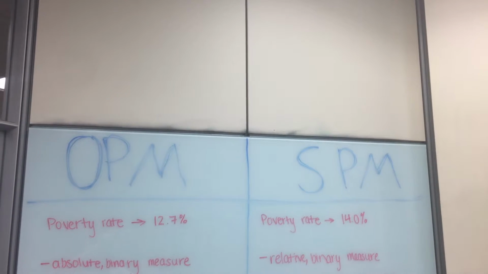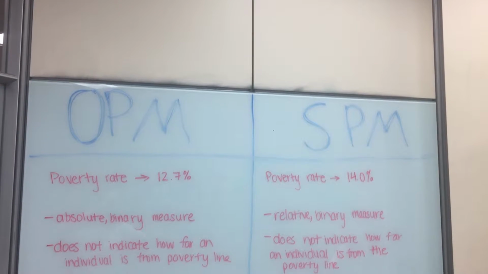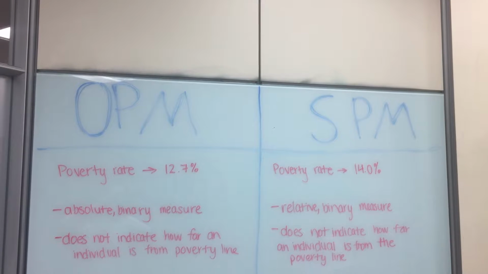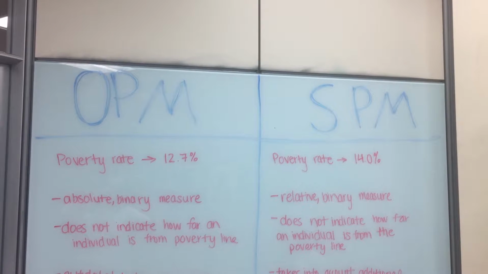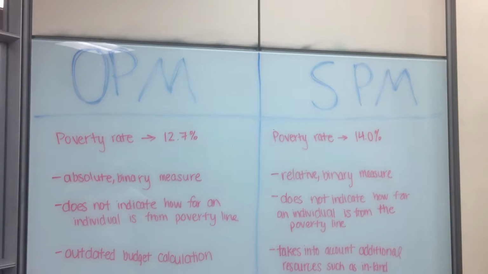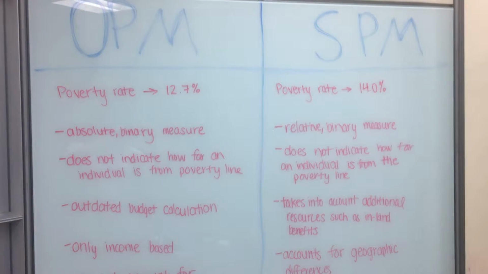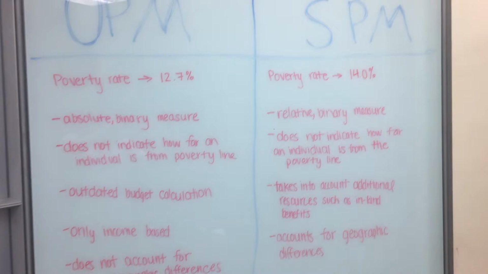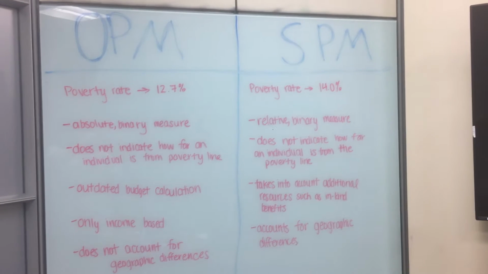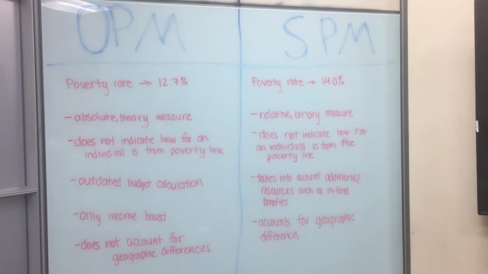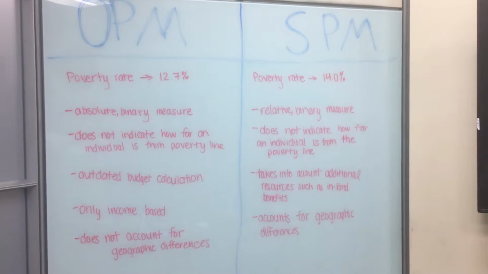To compare and contrast the OPM and SPM, in 2016, the OPM measured the poverty rate to be 12.7% of the U.S. population, while the SPM measured it to be 14%. The OPM is an absolute binary measurement, while the SPM is a quasi-relative binary measurement. Both, however, do not indicate where one sits in relation to the poverty line. The OPM uses an outdated budget assumption, is only income-based, and does not account for geographical differences, while the SPM factors in resources beyond income such as in-kind benefits and accounts for geographical differences as well.